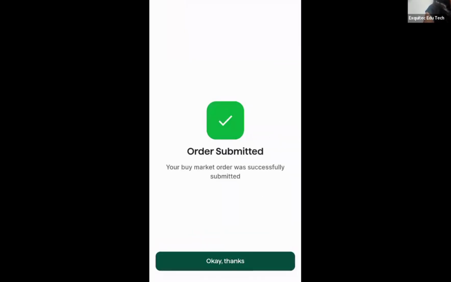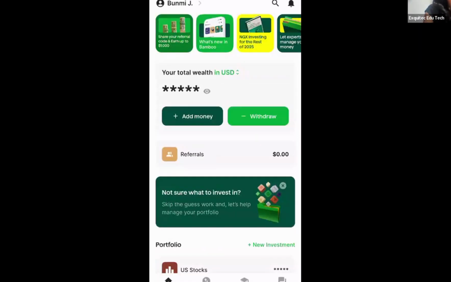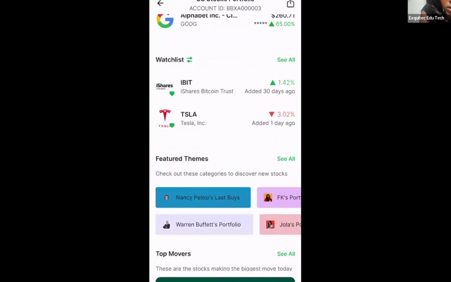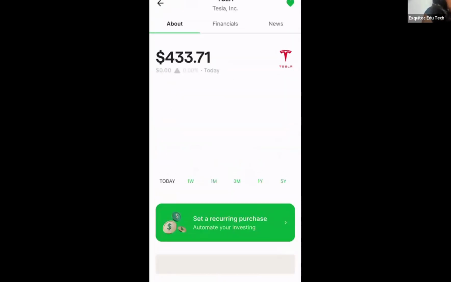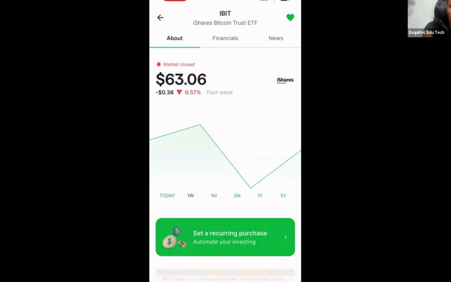So let's go back. I wanted to show you guys something. Watch list. So yes, this is my watch list below. There are two items currently. I usually shuffle my watch list. At a point, I either buy or I get rid of them. So Tesla has been on my watch list for just a day, and this iShares Bitcoin Trust has been on my watch list for a while.